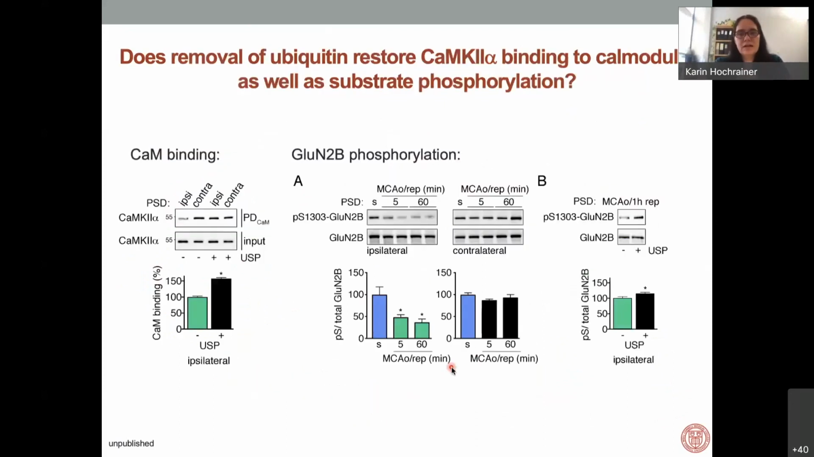So then in the end, again, to look whether this is dependent on ubiquitination, we again use the same strategy with the USP enzyme incubation.